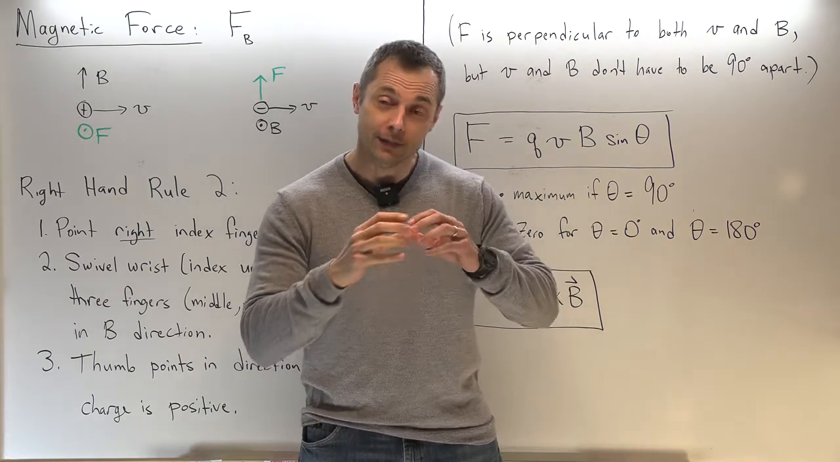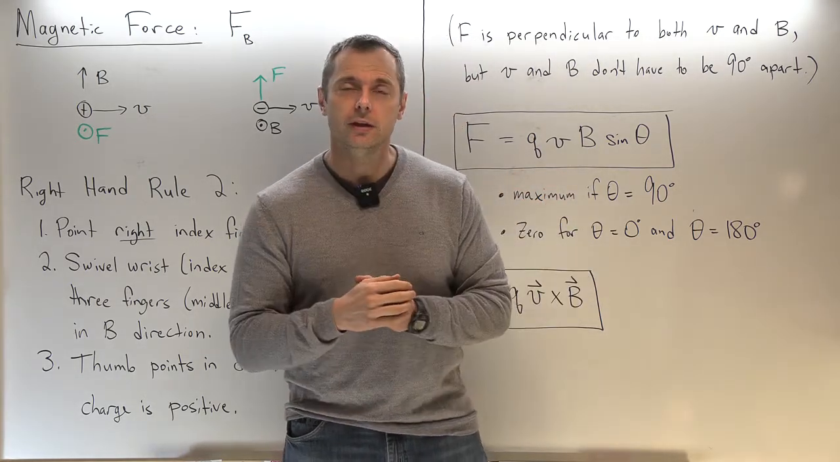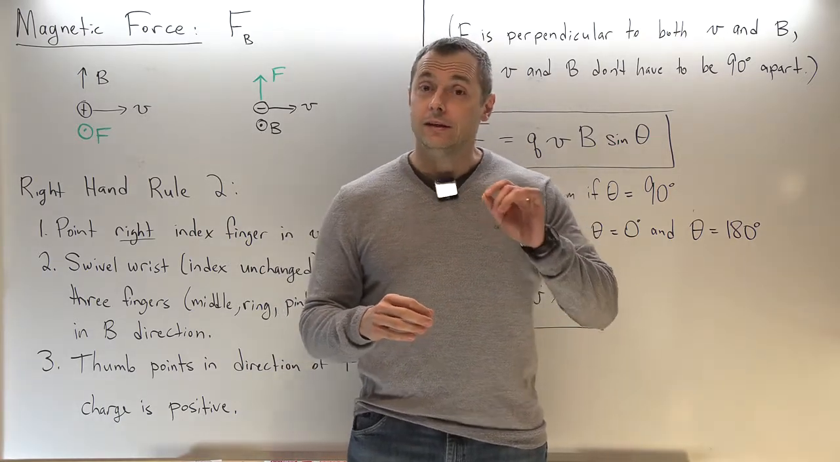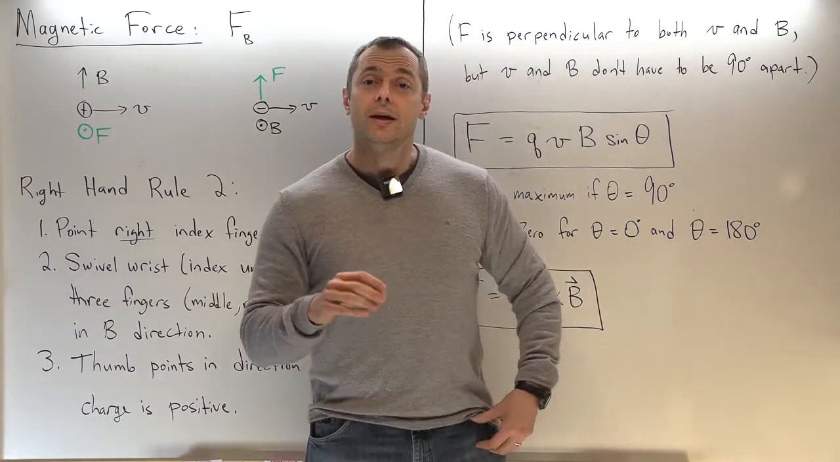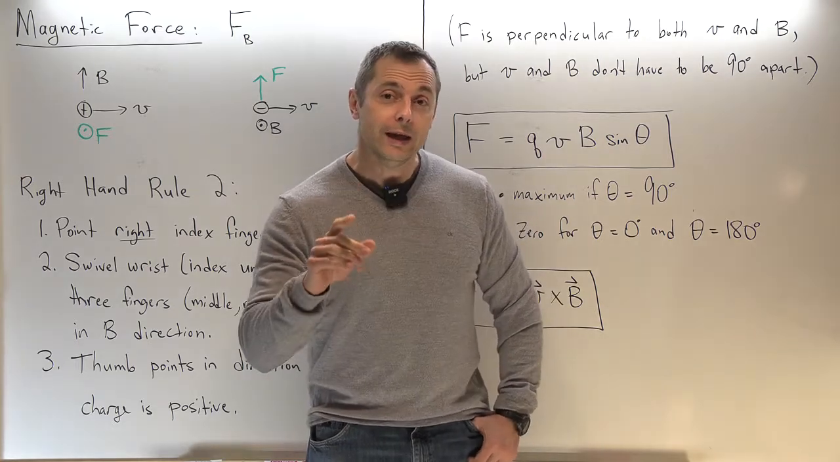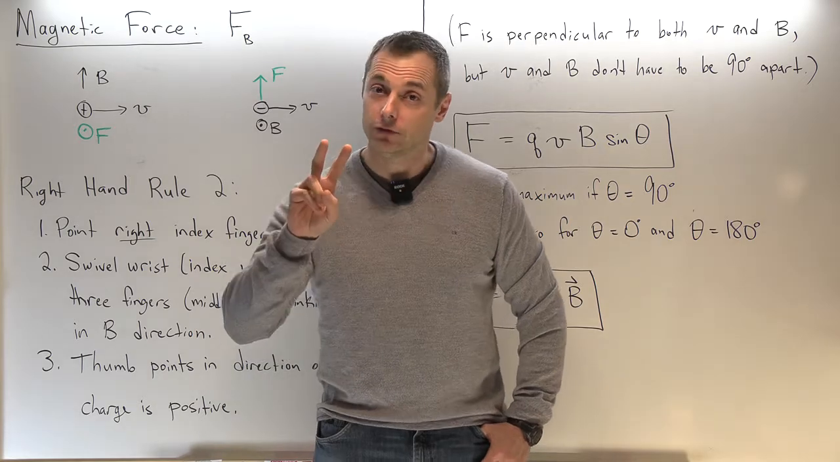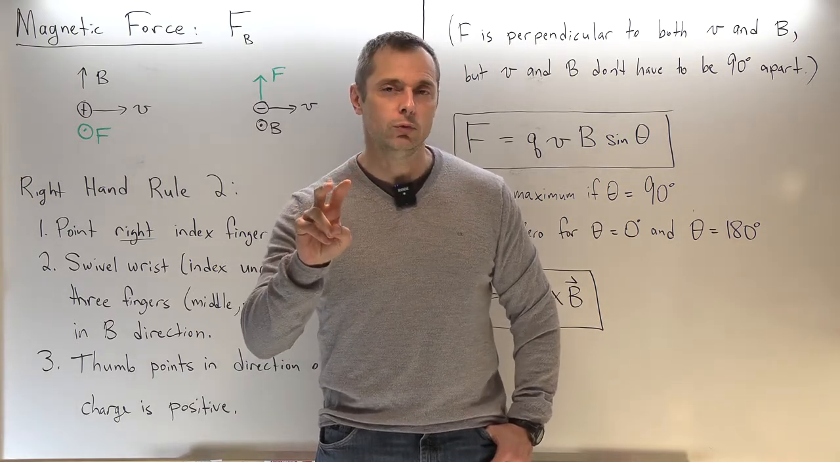Today we're going to learn about the magnetic force, which is also more complicated than the electric force, which was just QE in the direction of the electric field or against it. So there's a new formula, and the direction, not so simple. We get another right-hand rule to find the direction of the magnetic force. So there are two different right-hand rules.